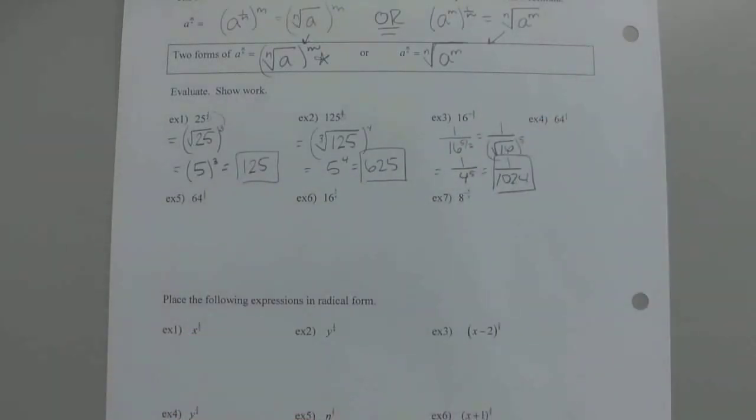That's still a pretty big number. What's 4 to the 5th? 1024. Oh gosh, okay, so it's 1 over 1024.